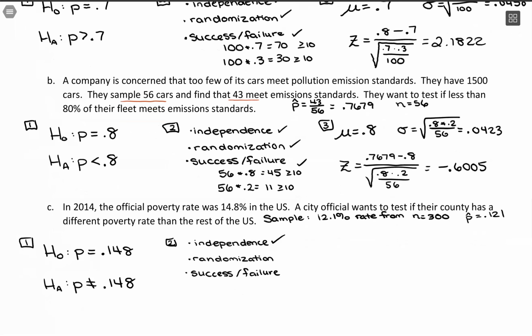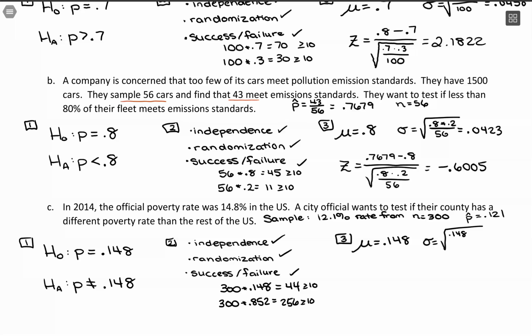All right, so independence, randomization. With success failure, we're going to take that sample size of 300 and see how that works with our proportion from the null hypothesis, and then 300 times 1 minus that value. And we'll see that's a 44 and a 256, which are both more than or equal to 10. So we're all good to go there. And then with step 3, mean will just be that proportion from the null hypothesis. Standard deviation will have a square root, 0.148 times 0.852 over sample size of 300.